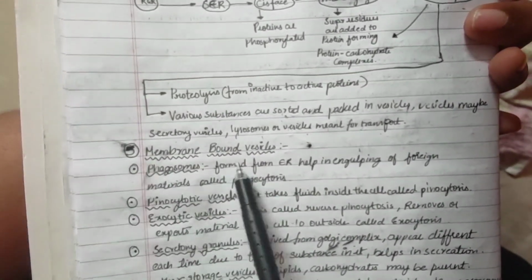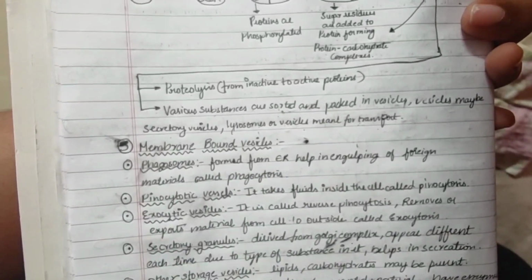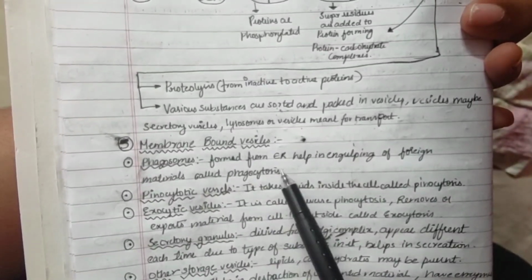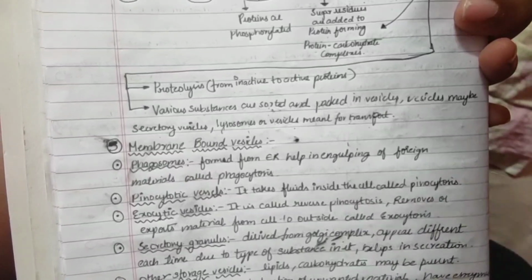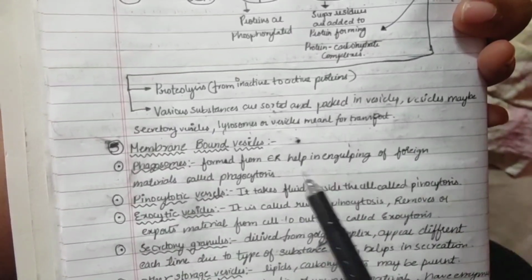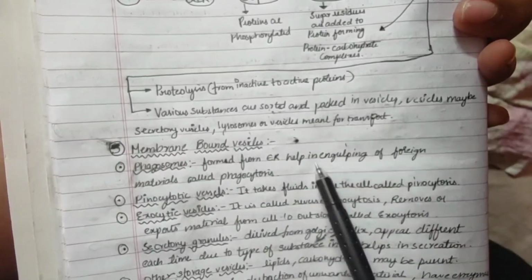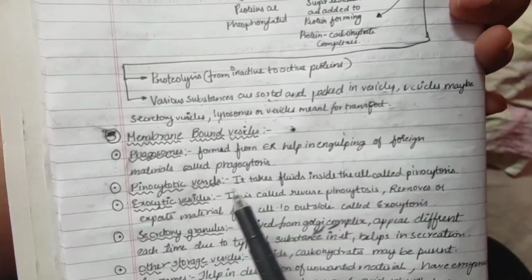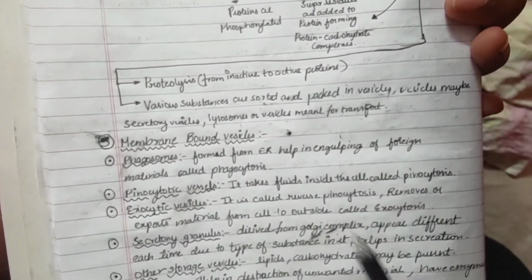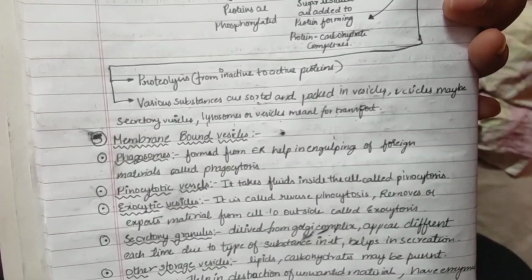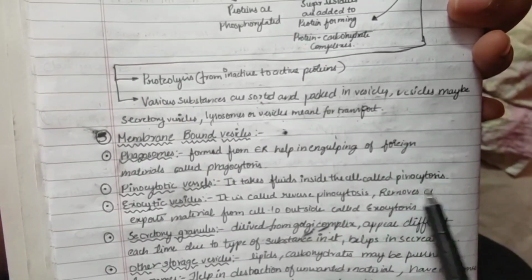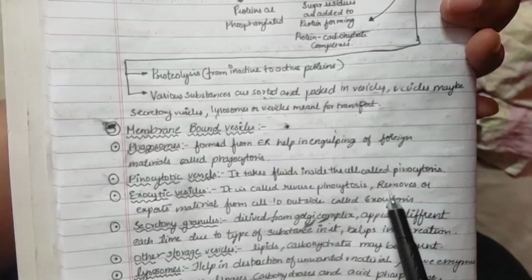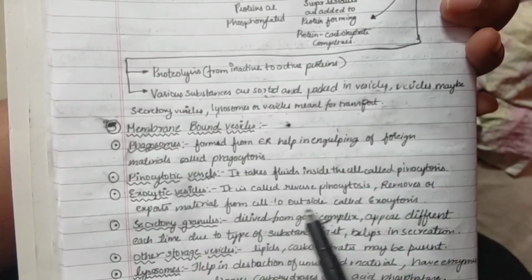Then the fifth organelle is membrane-bounded vesicles. Now there are many types of membrane-bounded vesicles. The first one is phagosomes. They are formed from ER or endoplasmic reticulum, which help in engulfing foreign materials including bacteria, virus, and all. And this process is known as phagocytosis. We already studied this in the previous lecture. Then pinocytic vesicles. They take fluid and some soluble materials inside the cell, which is also known as pinocytosis. Then exocytic vesicles, called reverse pinocytic. They remove or export the material from the cell to outside the cell.